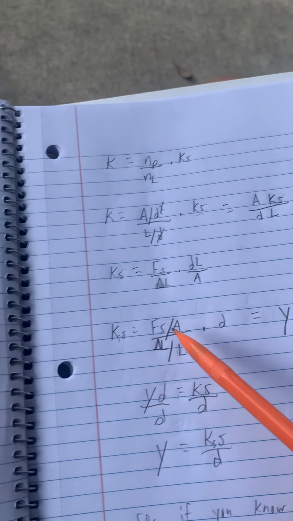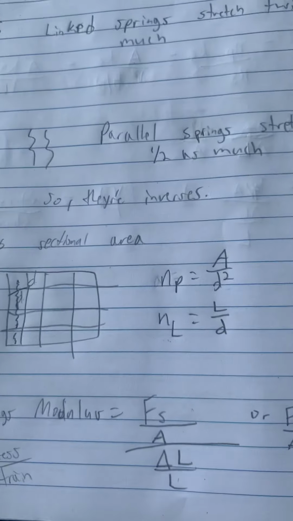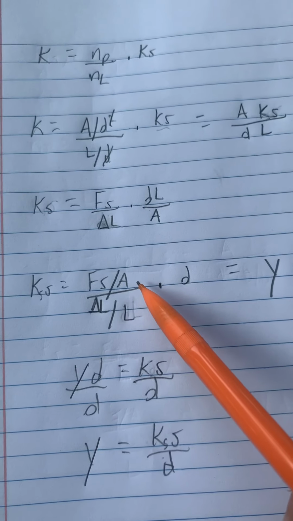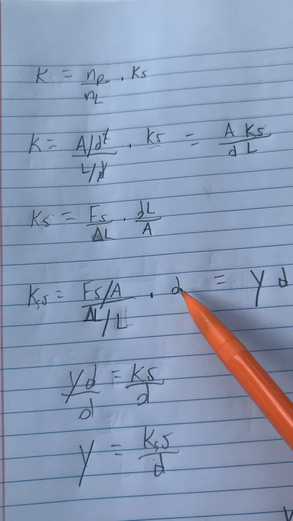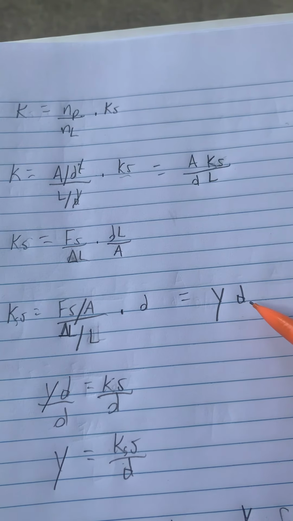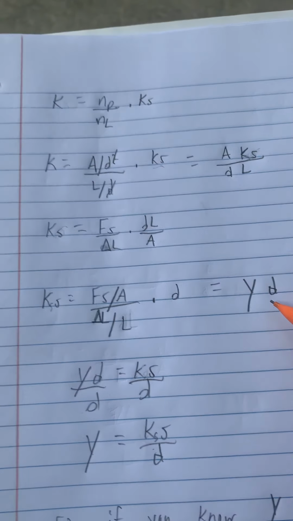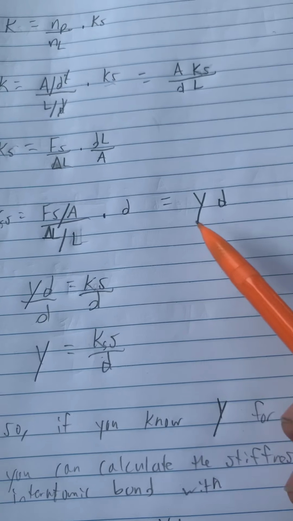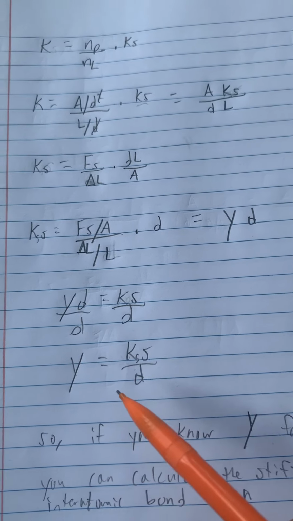And we know, if you notice, this here is Young's modulus. That's stress over strain times the distance, which equals Young's modulus times D. And now we want to get it in this form here. You just divide both sides by D. Boom, boom. And there. It's proved.